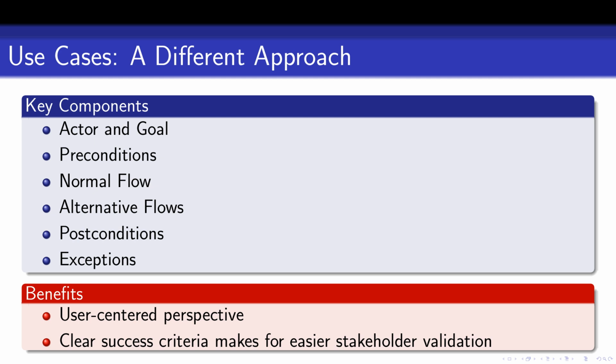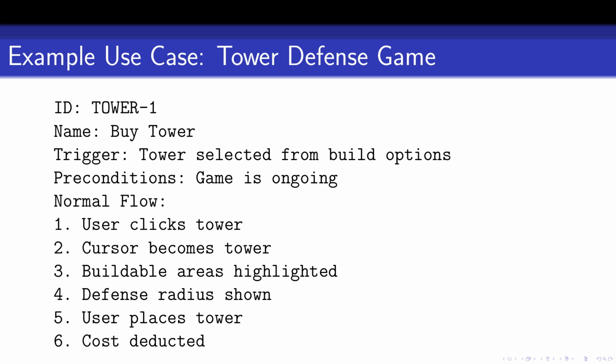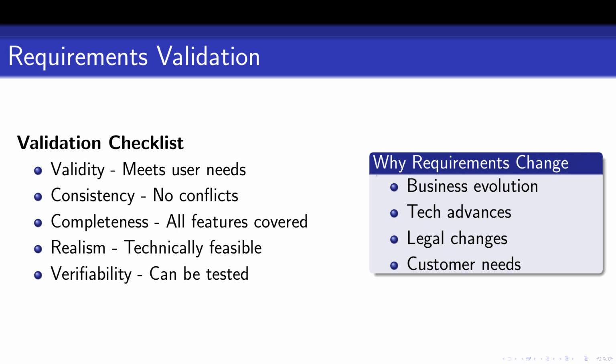Use cases provide a user-centered perspective for defining system behavior. Each use case includes key components: an actor, goal, preconditions, normal and alternative flows, postconditions, and exceptions. These steps provide clarity for developers and ensure stakeholders can validate the design. Use cases also help identify edge cases and potential errors early. An example use case might describe building a tower in a game, with steps outlining how the user selects, places, and pays for it.